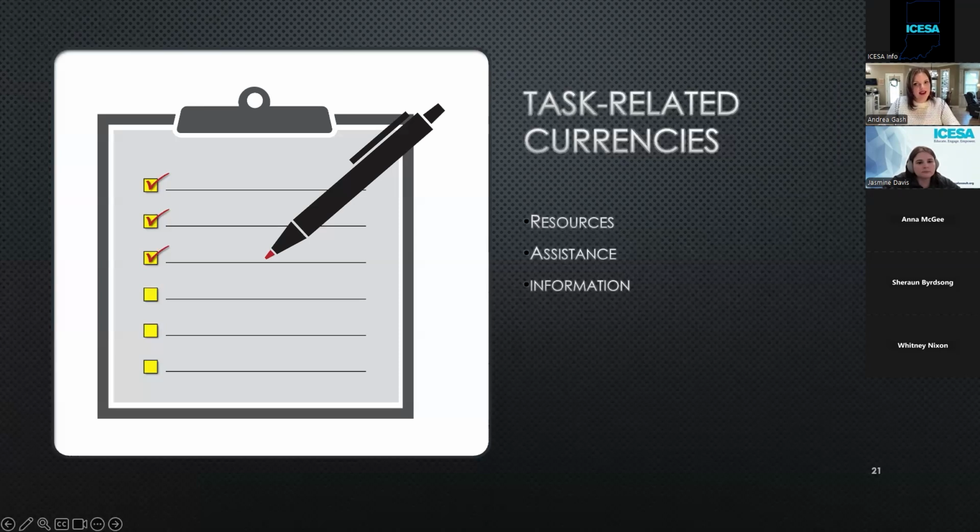with any task. Sharing valuable information is also another form of this currency. Do you know a tip to help a project move along more smoothly? Share it. Look for opportunities to share with others.